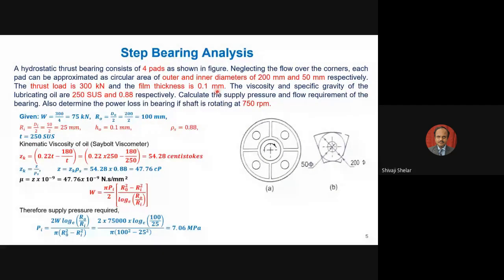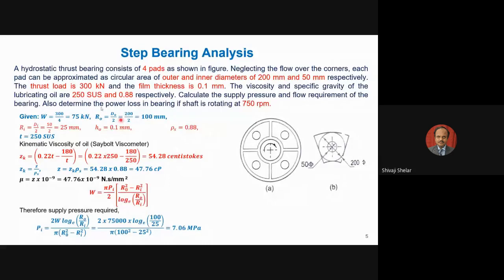So the minimum gap has to be maintained equal to h naught, that is equal to 0.1 mm. Then we have lubricant here having specific gravity. Lubricant specific gravity here is rho s equal to 0.88. It is not density, it is the specific gravity, that is equal to 0.88. So if we compare with water, whose density is 1 gram per centimeter cube, this value will be equal to 0.88 gram per centimeter cube.